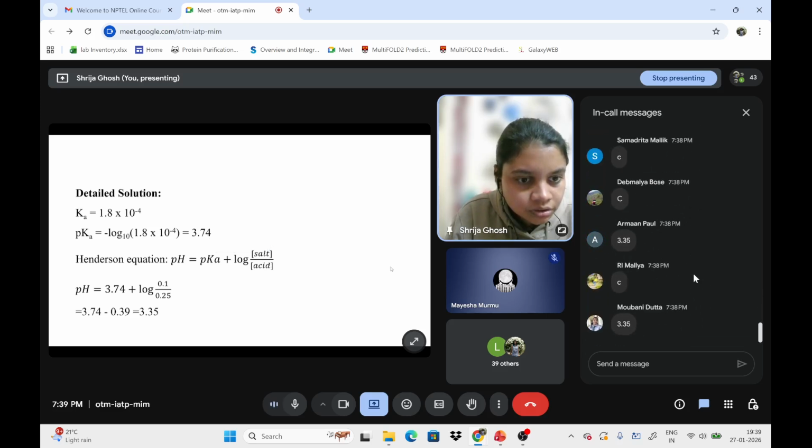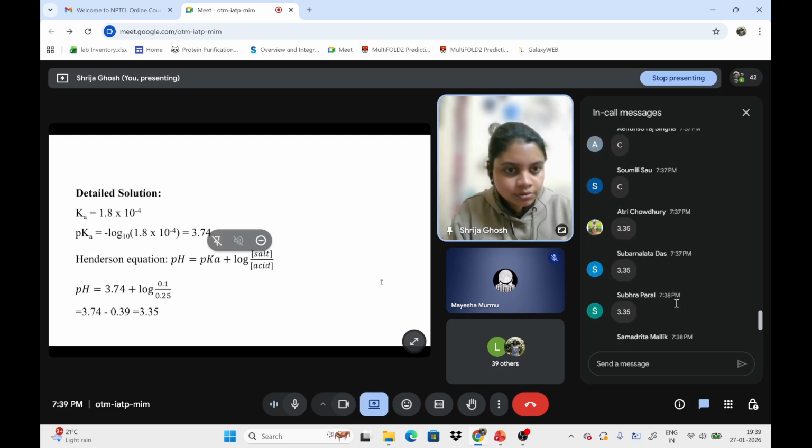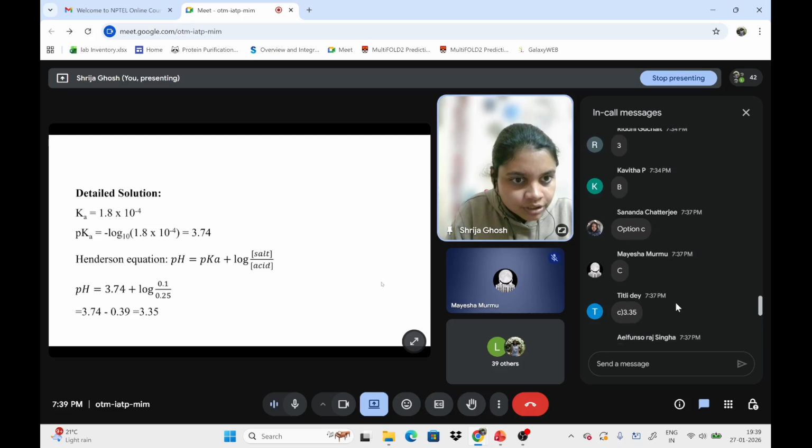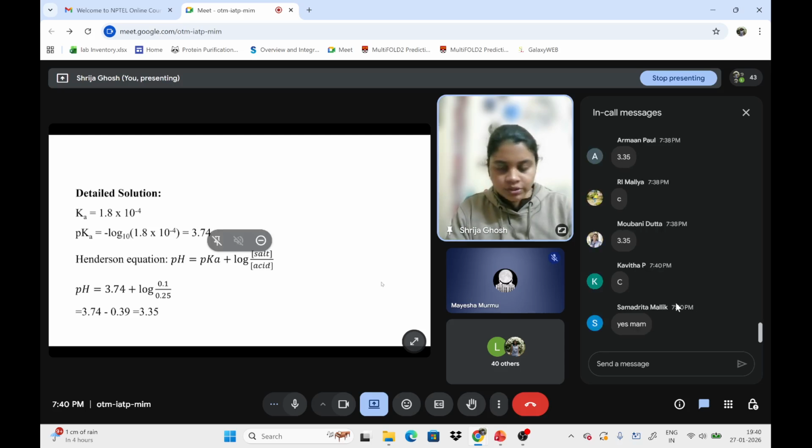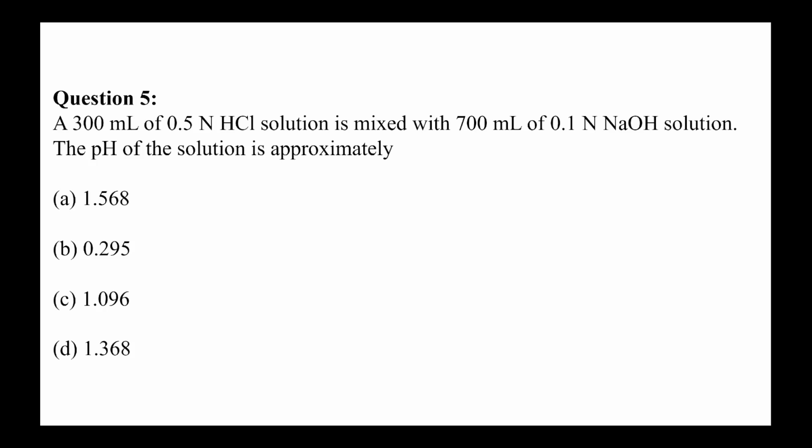Okay, so I can see all of you have responded option C, 3.35. There's no one disagreeing with it. That's a good thing. Still, if anyone has any doubt, please ask. This is clear to everybody? Okay, great. Then I'll move to the next question. If you have any doubt in any of the previous questions, write it in the chat box. I'll try to clear it up.